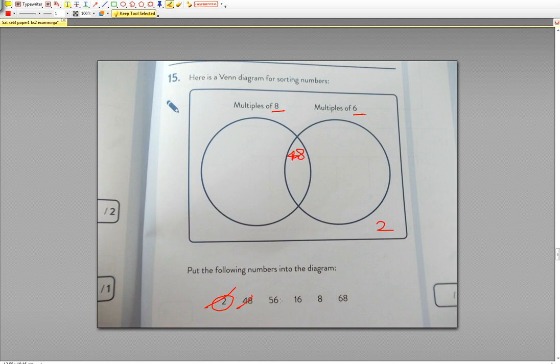Cross it out. 56. Multiples of 6? No, it's 8. You can see that it's only a multiple of 8. It's not a multiple of 6. 16, multiples of 8. 8, multiples of 8. 68, multiples of nothing. Sure? No, because it's not even in the times tables, is it? So where does that go? Outside.